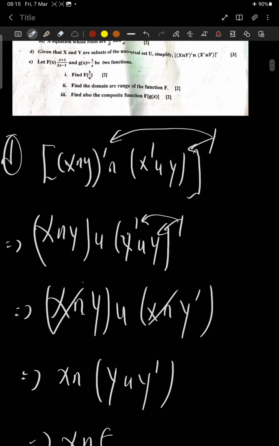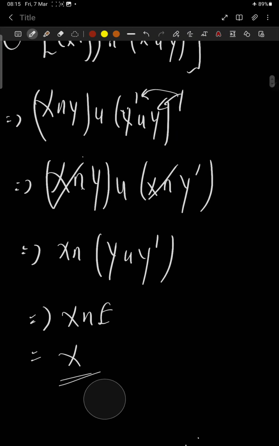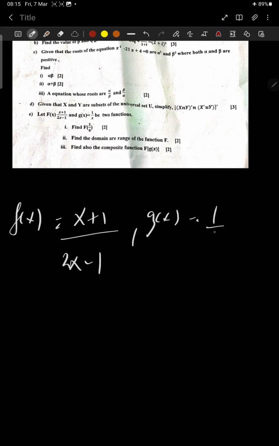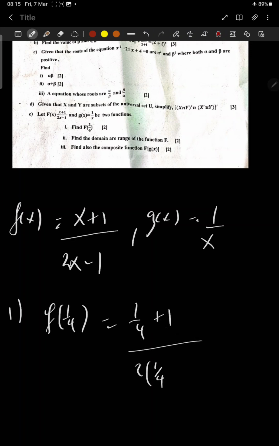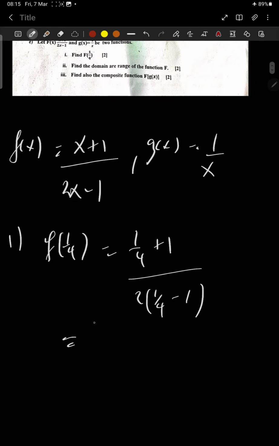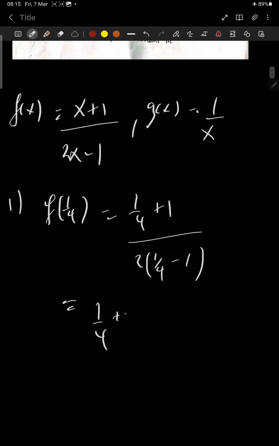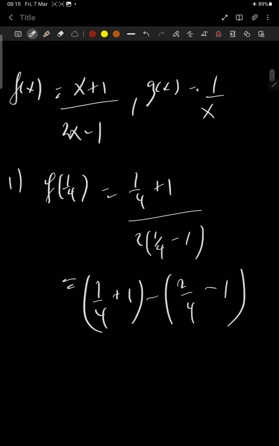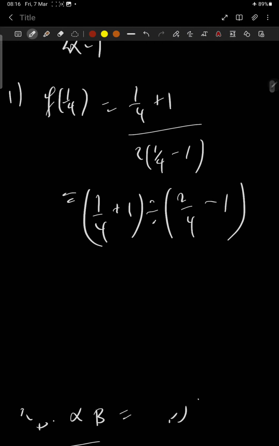Okay, so let's look at the last part of the question. So we have f of x is equal to x plus 1 over 2x minus 1, and g of x is equal to 1 over x. So let's find number 1, f of 1 over 4. Now f of 1 over 4 is like while there is x here, we replace 1 over 4, isn't it? Over 2, 1 over 4 minus 1. So now I'll separate this into 1 over 4 plus 1, over 2 over 4 minus 1, divided by, I'll separate them by division.